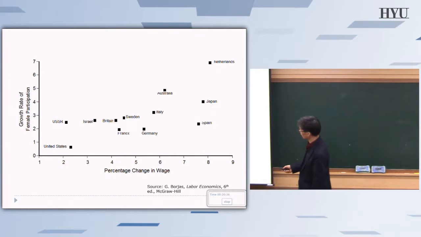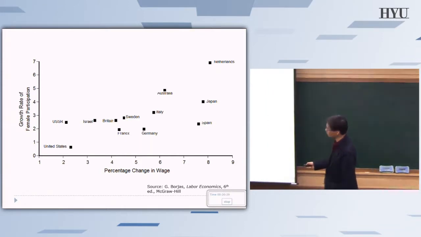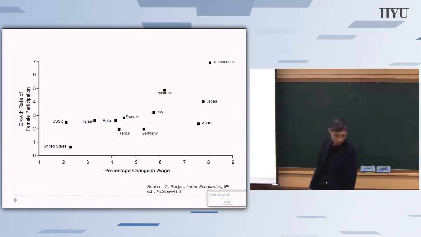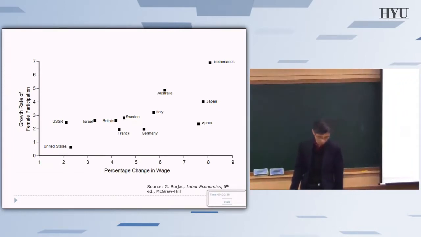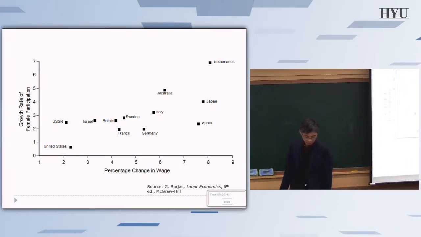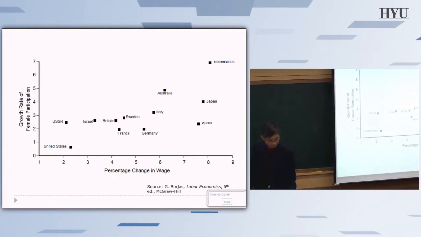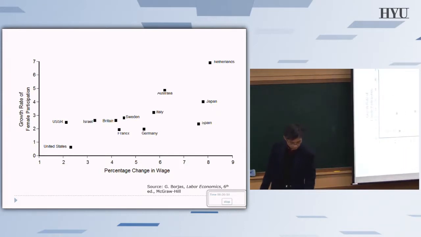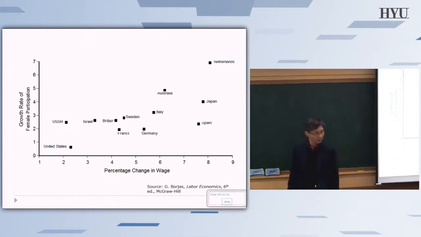So for example, this is the percentage change in wage. This is from the textbook. This shows the percentage change of wage, and this is the growth rate of female participation. This is figure 2-13 on page 51. Okay. So what is it? Yeah, this is between 1960 and 1980. Okay, so a 20-year period.